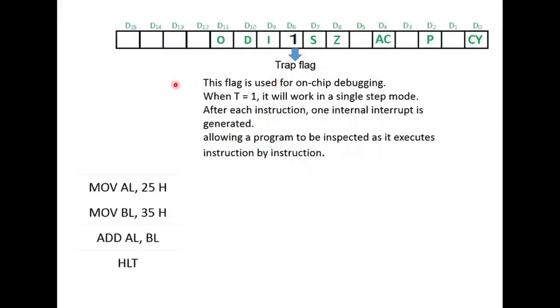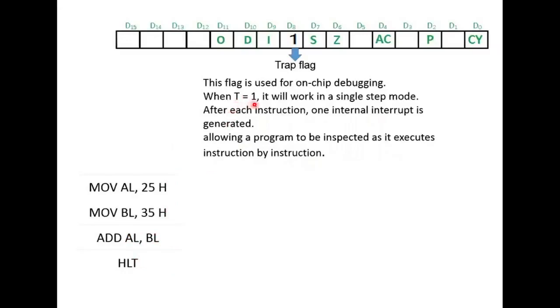So this trap flag, if the trap flag value is 1, then your processor is working in single step mode, which means, see here we have taken one ALP program. We are moving 25 to AL and 35 to BL, then finally we add AL and BL and the result will be stored in AL. Then halt. This is a simple addition program.